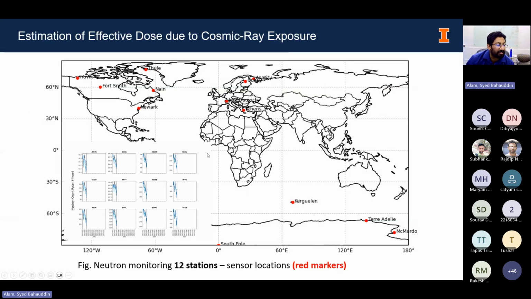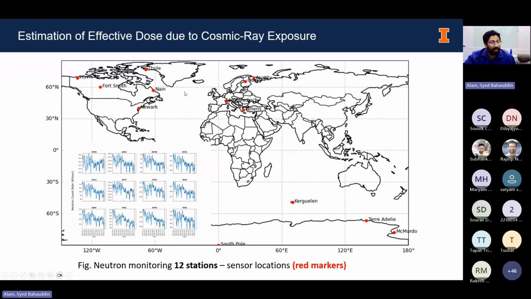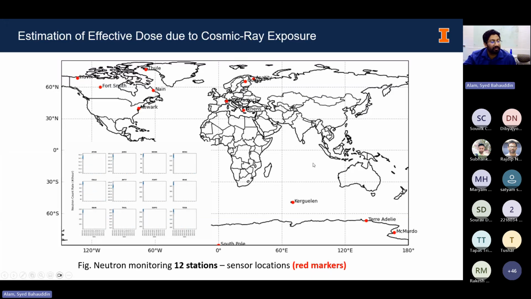For example, something like satellite-driven data. In the world there are about 12 neutron monitoring stations, and from there we can get the effective dose due to cosmic rays and others. But I'm from Bangladesh, and if we want to get the cosmic ray data back home, there's no way, right? Almost all these stations are in countries that can afford them. In my part of the world we don't have any station. But we still really want to see how the exposure is going on.